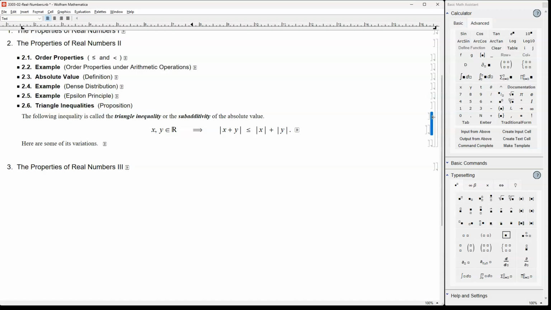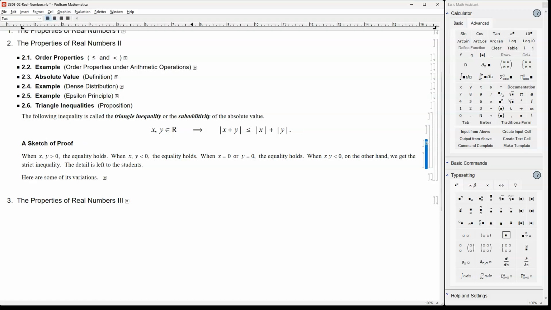Absolute value of x plus y is less than or equal to the absolute value of x plus absolute value of y. Here in the right hand side we have positive plus positive, but in the left hand side we may have some cancellation. And the proof is really tedious. It's easy but tedious. Here's a sketch. When x and y are both positive, then we have equality. Absolute values just disappear. When x and y are both negative, then instead of absolute value we get negative of this, and negative of that. Consequently, the equality holds. Again, x is equal to 0 or y equal to 0, we have equality.